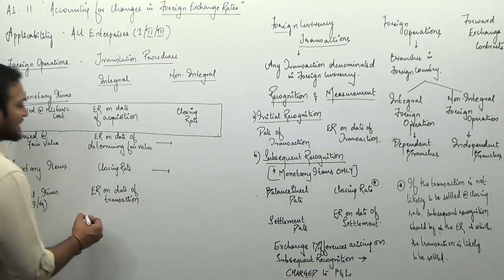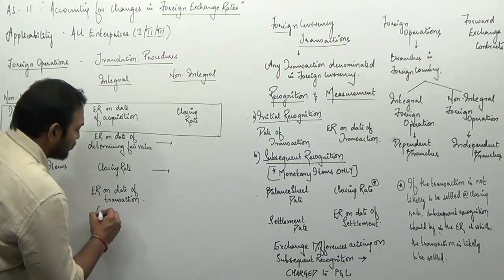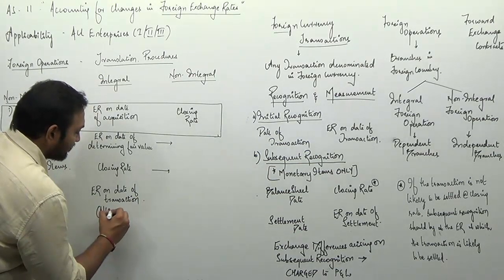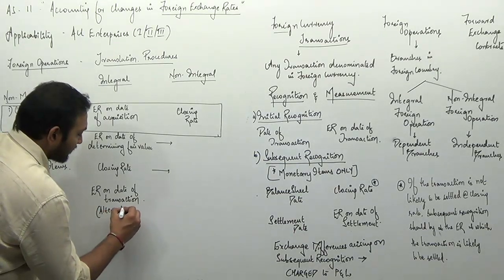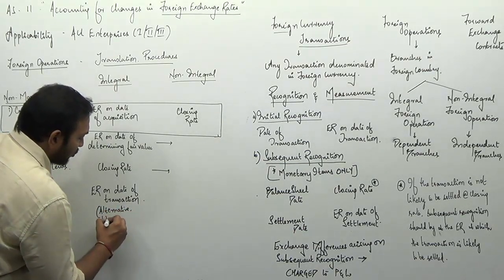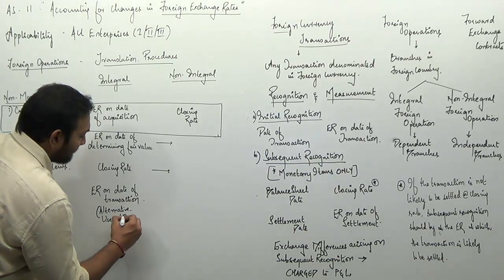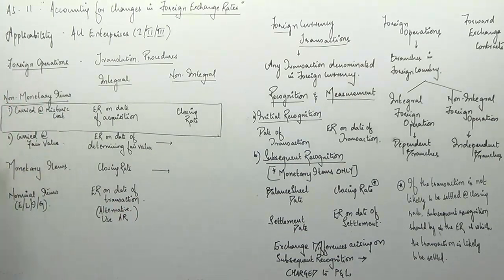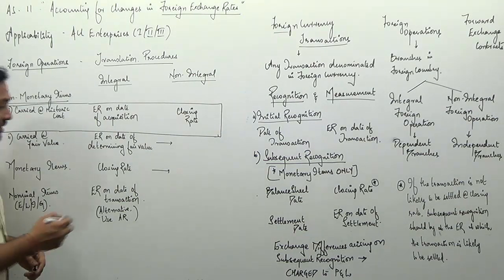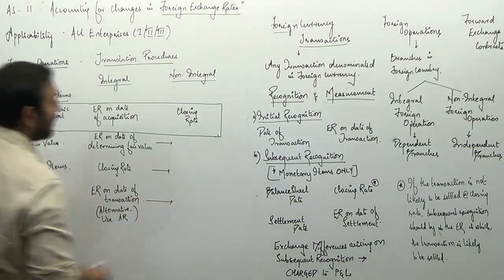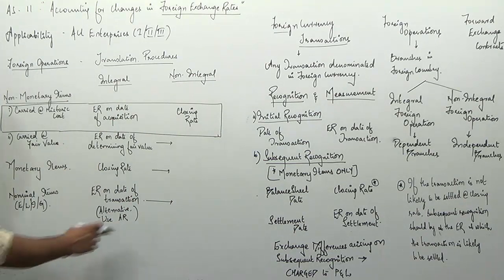Instead of taking the exchange rate on the date of transaction, I can alternatively use the average rate. If it is impractical to use the exchange rate on the date of acquisition, then you can use the average rate. We don't even check, guys. Normally what we do is take the average rate and continue solving. Same thing applies even for non-integral operations as well.